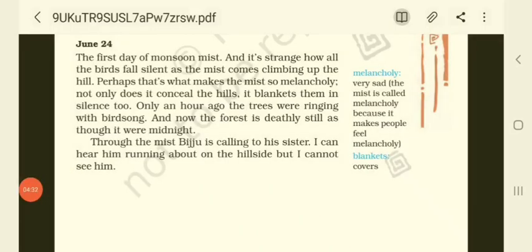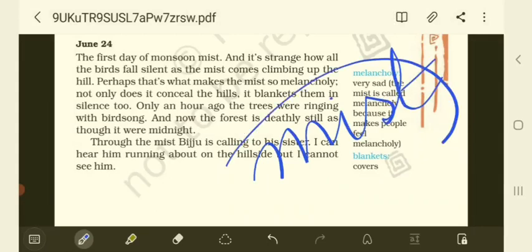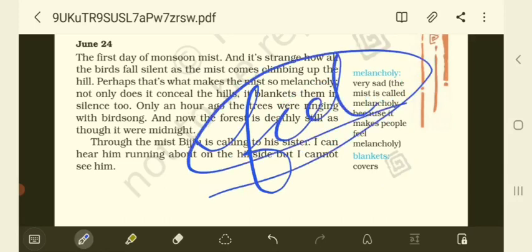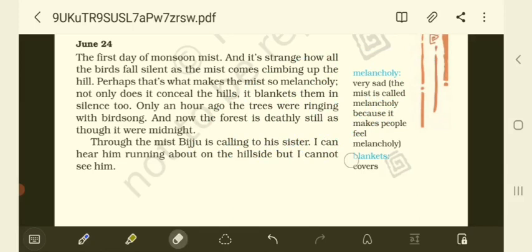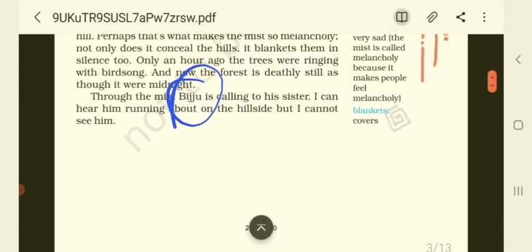See, first day, whenever there is this rainfall, the weather becomes quite misty, doesn't it? Things are not visible very clearly, it appears as though everything is covered by fog. So here the writer says, it's strange how all the birds and other animals fell silent whenever there is such a rainfall or such a happening, as if nature is in a state of melancholy. The narrator in fact says he hears Biju. Biju might be someone who lives nearby, calling to his sister. He can hear him running about on the hillside, but he cannot see him.